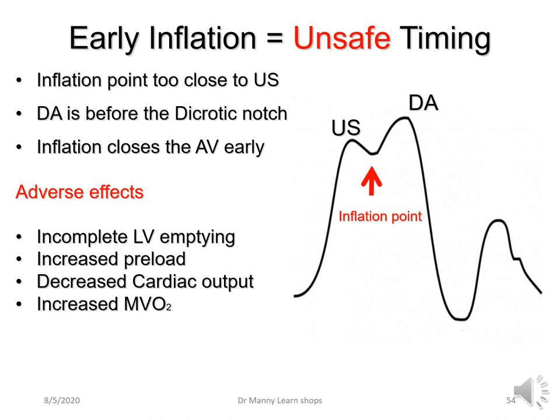The inflation point is too close to the unassisted systole. Look at the inflation point. The diastolic augmentation is before the dicrotic notch, whereas it should be exactly at the beginning of the dicrotic notch. And this means inflation could close the aortic valve prematurely, early. What are the effects? Incomplete emptying of the left ventricle, increased preload, as the heart hasn't emptied properly. This will decrease stroke volume, the ejection fraction, cardiac output, and it will increase workload and myocardial oxygen demands. This is unsafe and needs to be corrected.